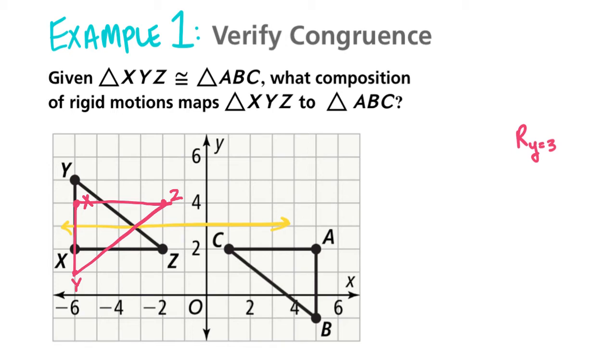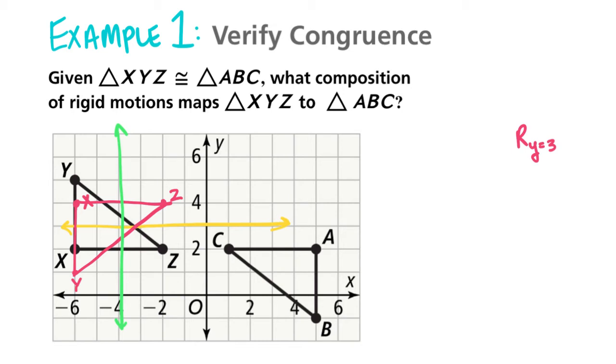Now I'm going to reflect it across, let me grab another color, this vertical line right here, the line that goes through -4 on the x-axis. So I'm going to take my pink triangle and now flip it across that. So let's grab this kind of purplish color.